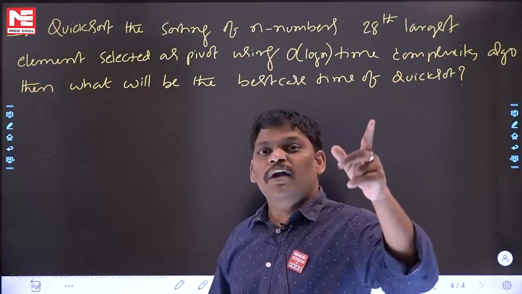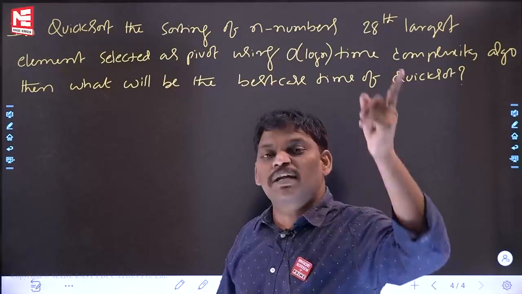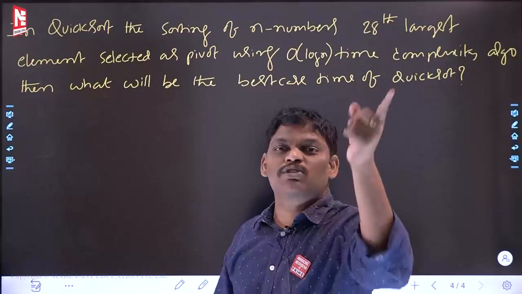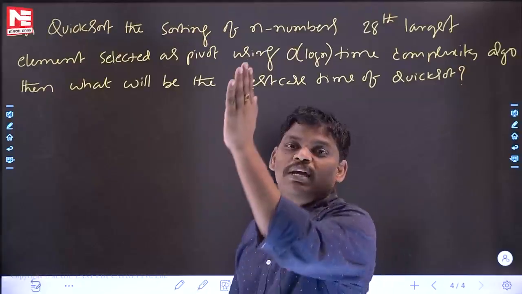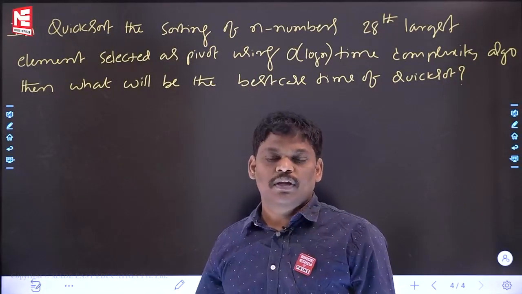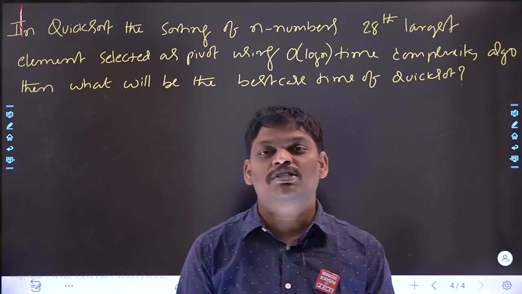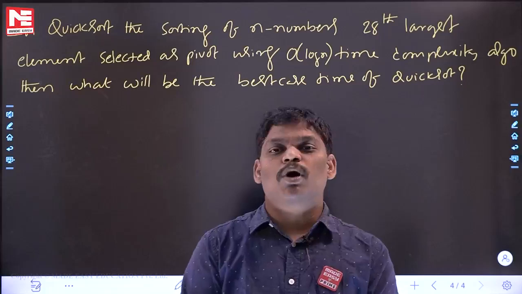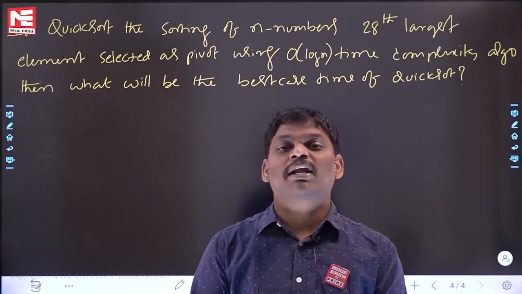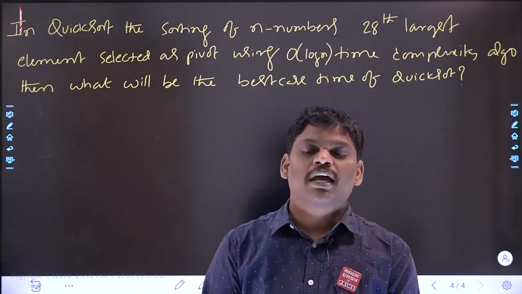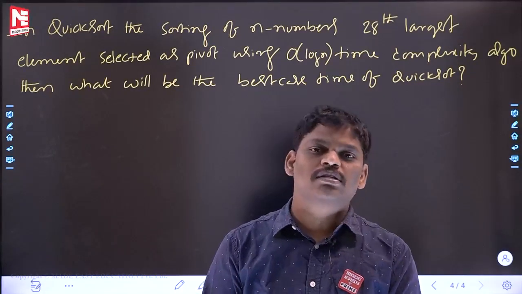Again I am asking you, if I take the n minus 1 smallest element as a pivot, I will go to n minus 1 place from the first, which is second place from the last. n minus 1 smallest means what? Second largest. What is the meaning of nth smallest element? First largest. n minus 1 smallest element, second largest. n minus 2 smallest element, third largest.